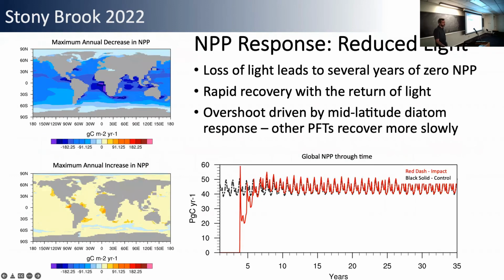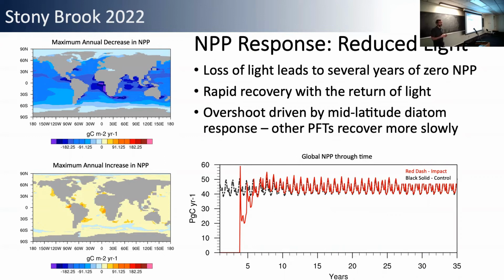And so here, what we're seeing, as we would expect, is a complete loss of productivity for 3 years while light levels are completely down to zero. However, we get a fairly interesting response when we look at the global average through time. What we see is that even when light levels are only at 25% of normal around the SO2 emission scenario, the diatoms are able to survive in our situation. And they're actually able to thrive.